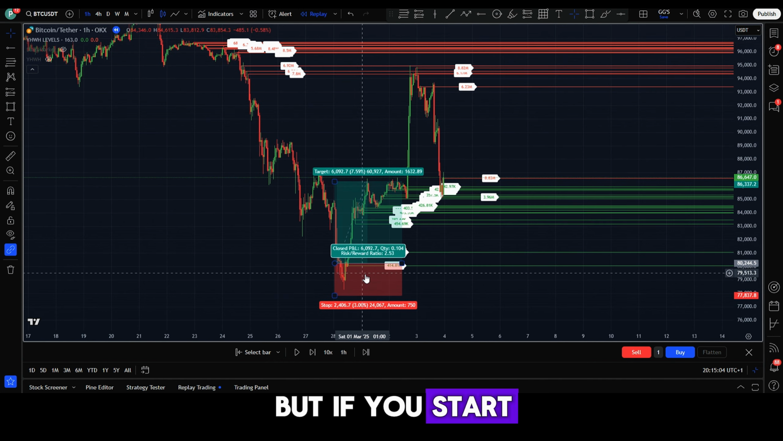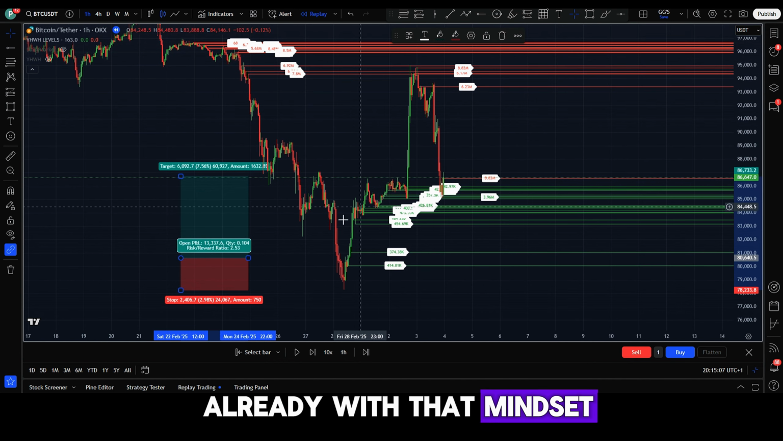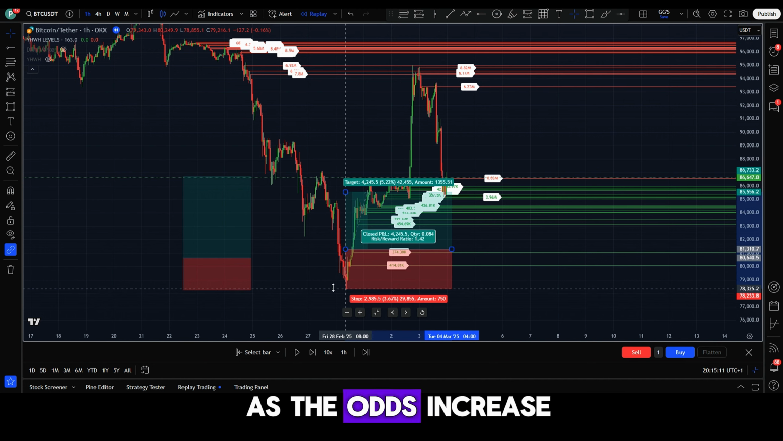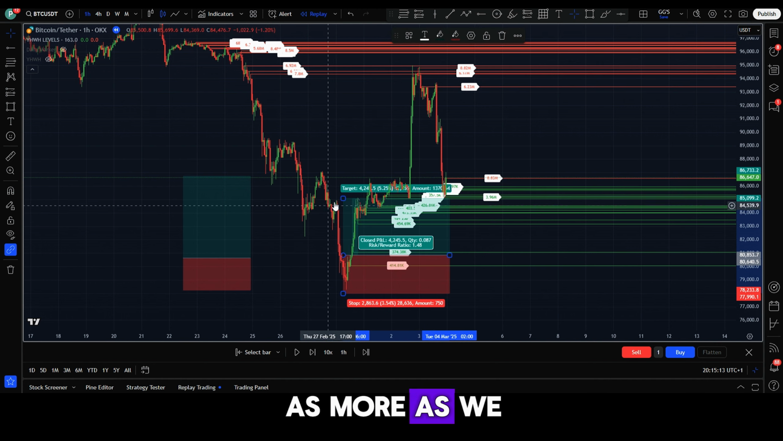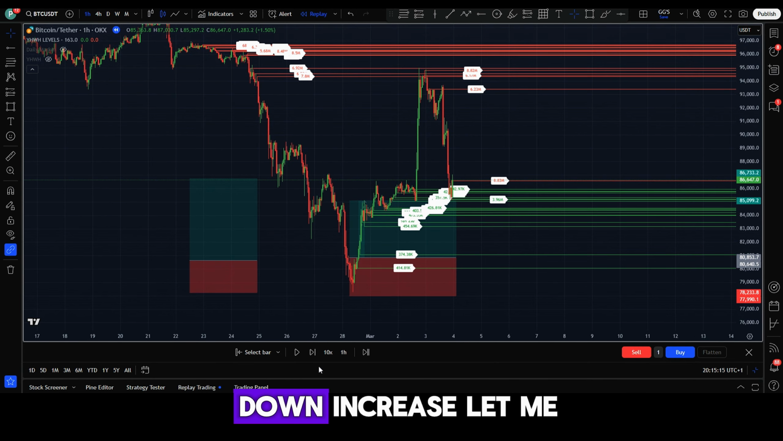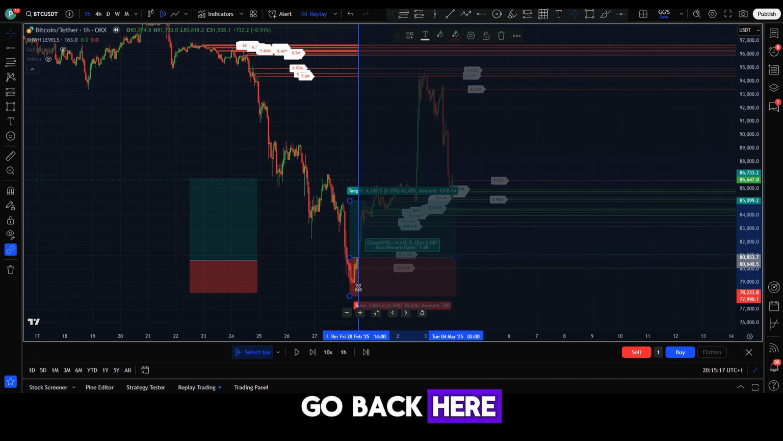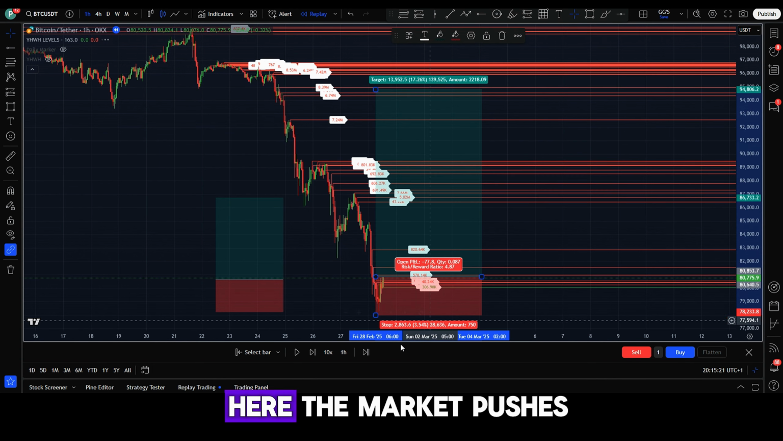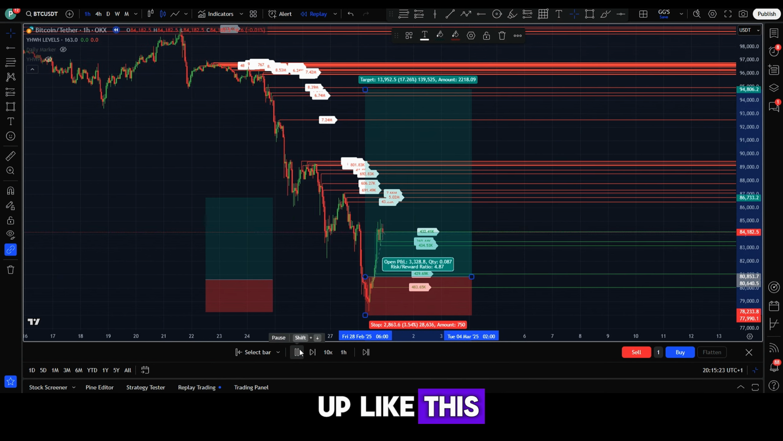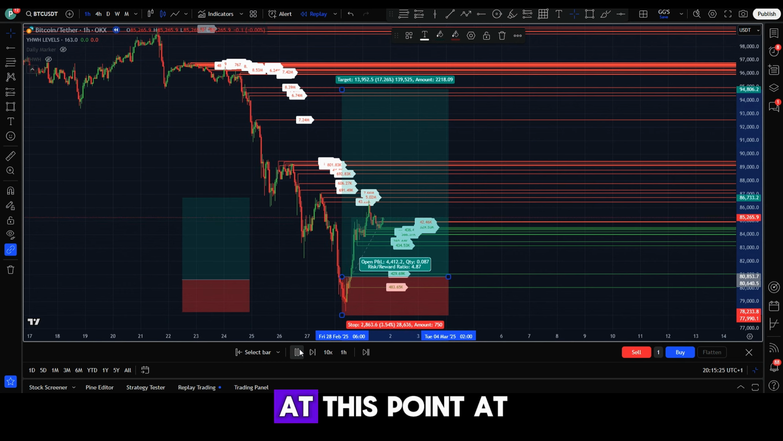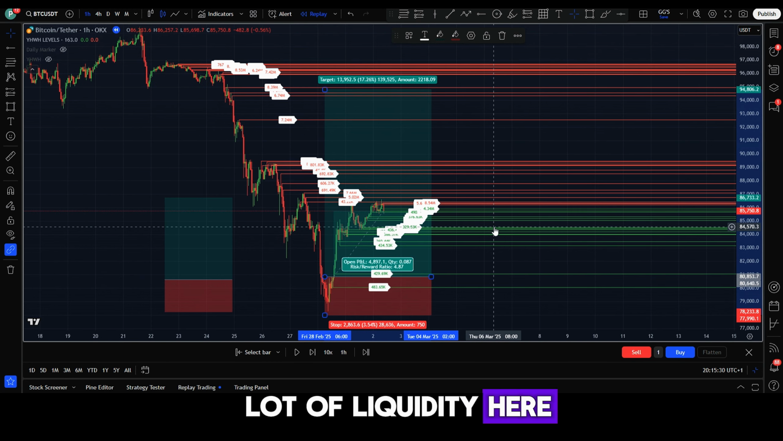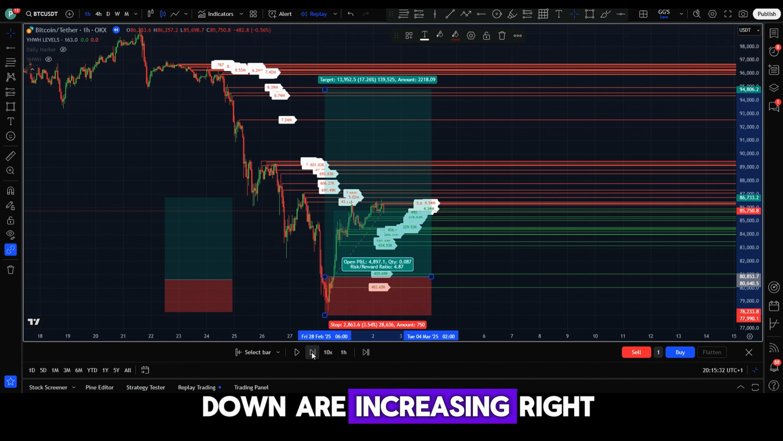But if you start already with that mindset of saying, I know the market is going up, and as we go up, the odds of going down increase. Let me go back here, all right? Let's say you are here. The market pushes up like this. At this point, when we have a lot of liquidity here, the odds of going down are increasing, all right?